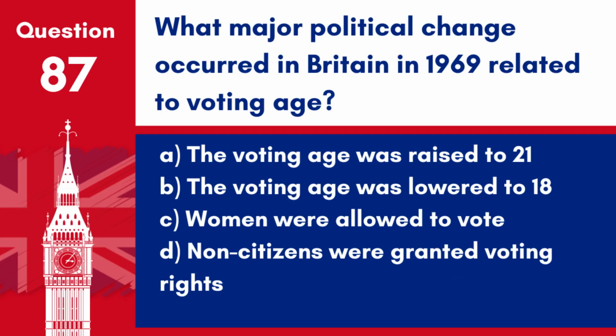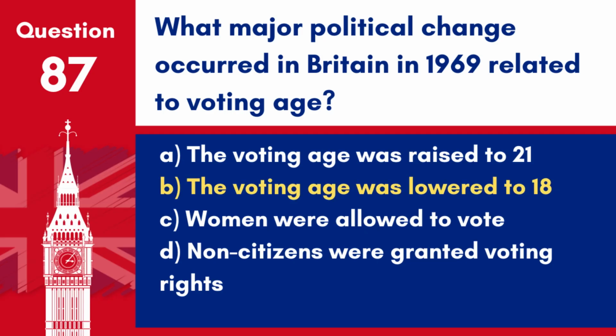Question 87. What major political change occurred in Britain in 1969 related to voting age? A. The voting age was raised to 21. B. The voting age was lowered to 18. C. Women were allowed to vote. D. Non-citizens were granted voting rights.